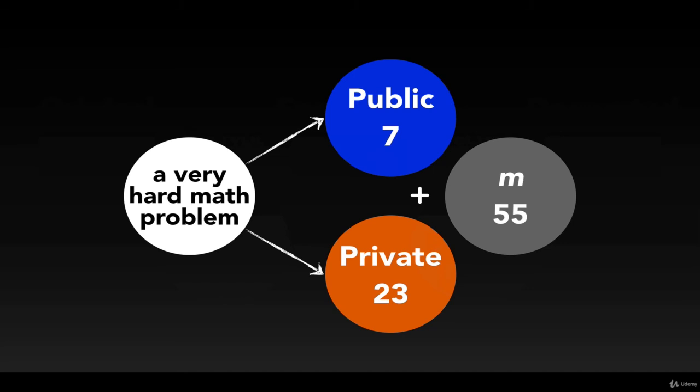Exactly. So our public key in this scheme is 7. Our private key is 23. And m, that extra number, is 55. So if Colt were to have generated this and wanted me to send him a secret message, he would just give me 7 and 55, and he would hide 23.